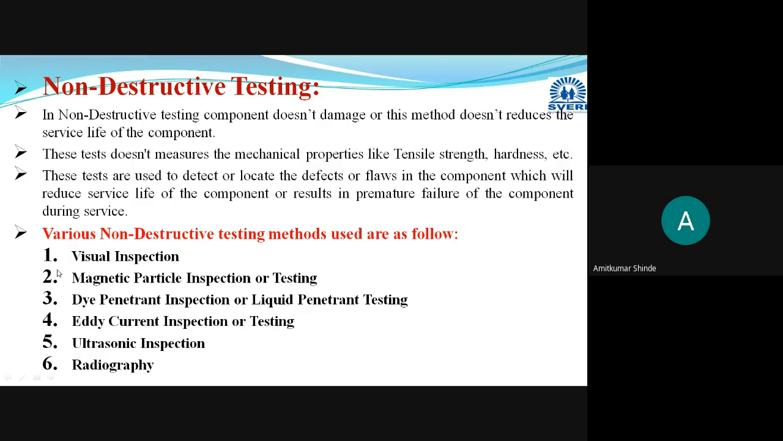Means maximum two questions will be there. Okay, two questions will be there from these six inspection methods. In the examination, two questions will be there from non-destructive testing, and two questions will be there from destructive testing.